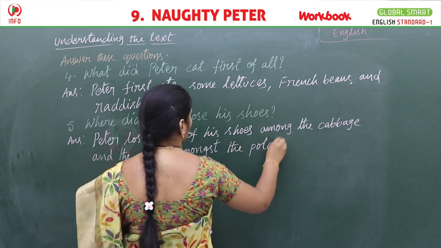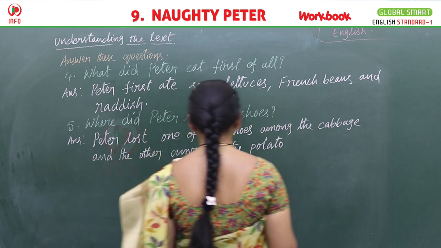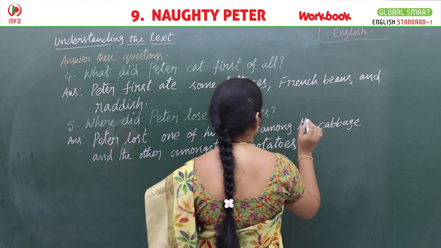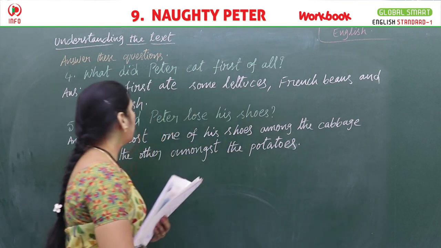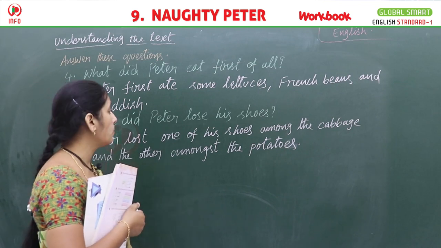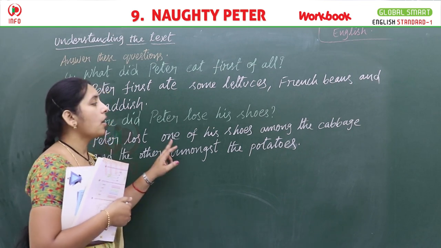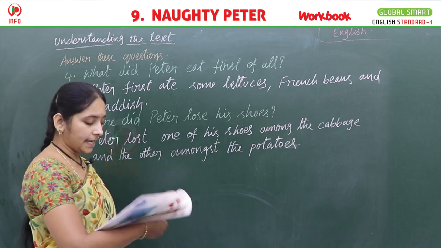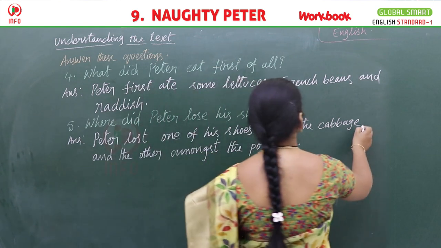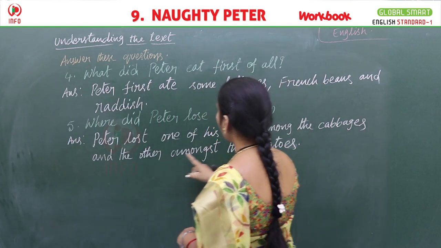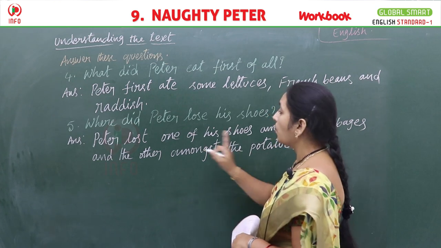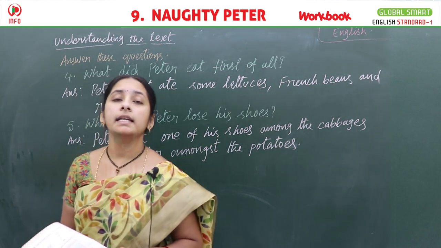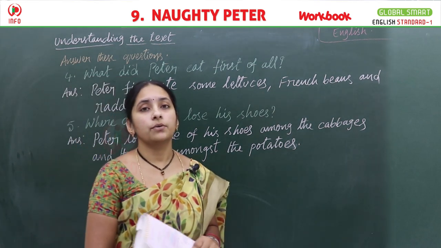Amongst the potatoes. Okay, Nana. So, where did Peter lose his shoes? Peter lost one of his shoes among the cabbages, and the other amongst the potatoes.